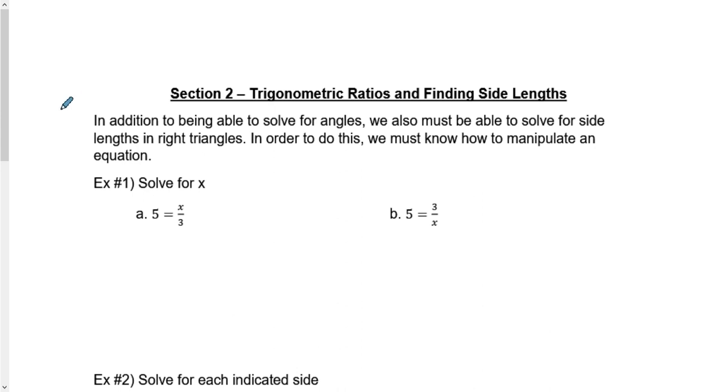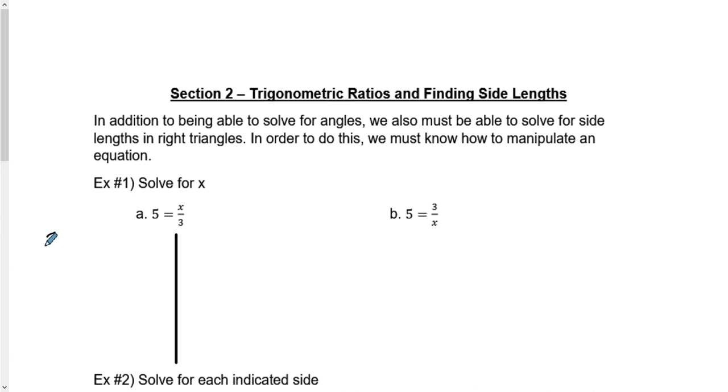In this section we're going to talk about those same trig ratios, but finding the side lengths in relation to them. In addition to being able to solve for angles, we have to solve for side lengths. In order to do this, we need to know how to manipulate an equation. For example, if 5 equaled x divided by 3, there's two solid methods to be able to do this.